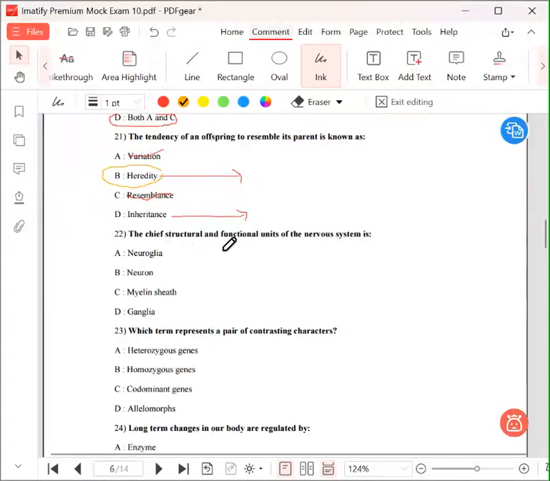Next question. The chief structural and functional units of the nervous system. Always, the structural and functional units of the nervous system are neurons. Neuroglia are the side characters, or you can say the supporting cells, so eliminate it. Myelin sheath, no. It is the insulating layer over the axons. Ganglia, not at all. It is a cluster of cell bodies in the peripheral nervous system, so it is not a chief structural and functional unit. Structural and functional units are always neurons of the nervous system.